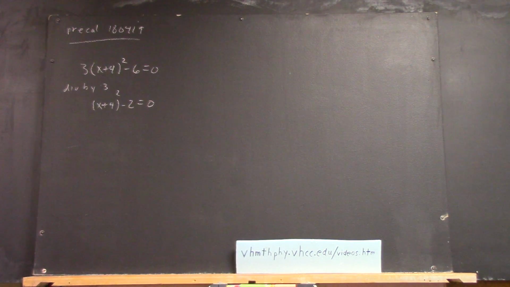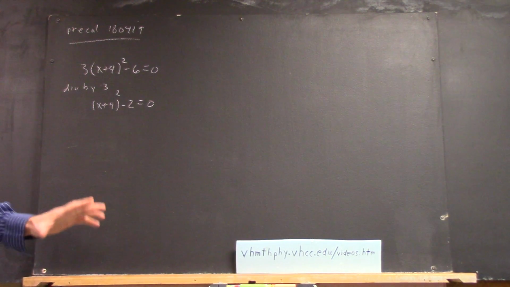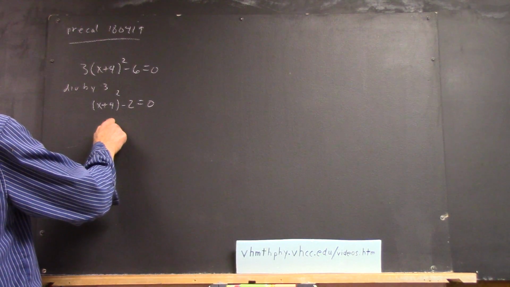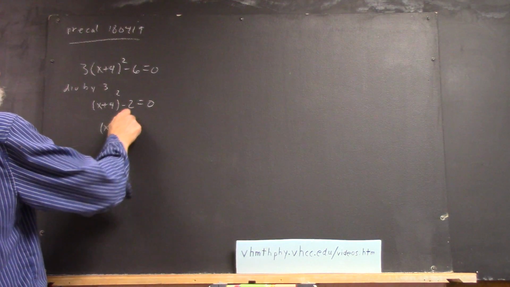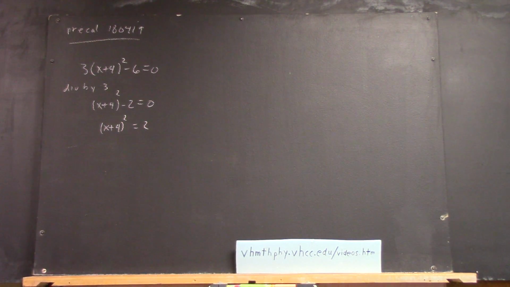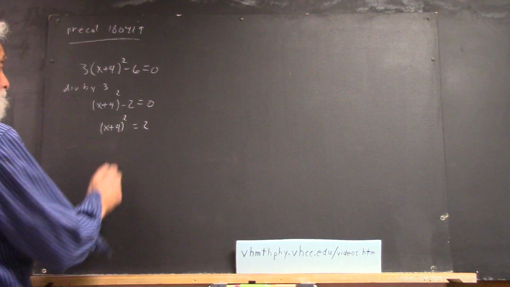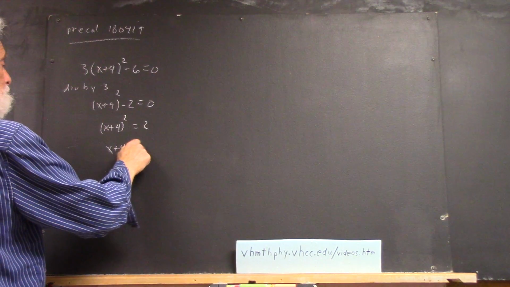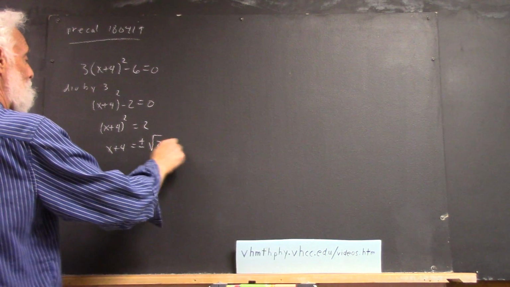And then what? Avoid the distributive law so you see what's going on. Nothing wrong with using the distributive law. It's just easier to do what we're about to do here. Add 2 to both sides. You get x plus 4 squared equals 2, right? Square root. Okay, so what? x plus 4 equals the square root of 2. No. What? Plus or minus the square root of 2.